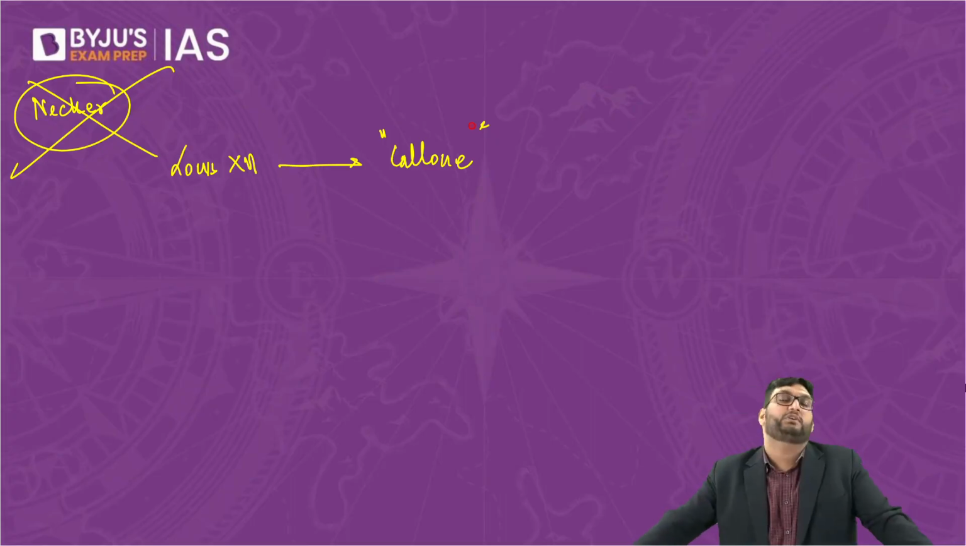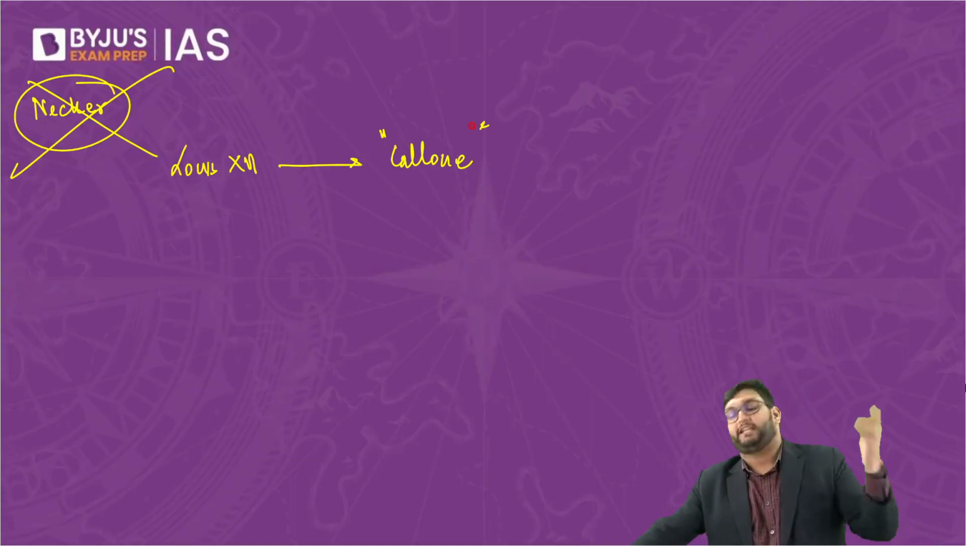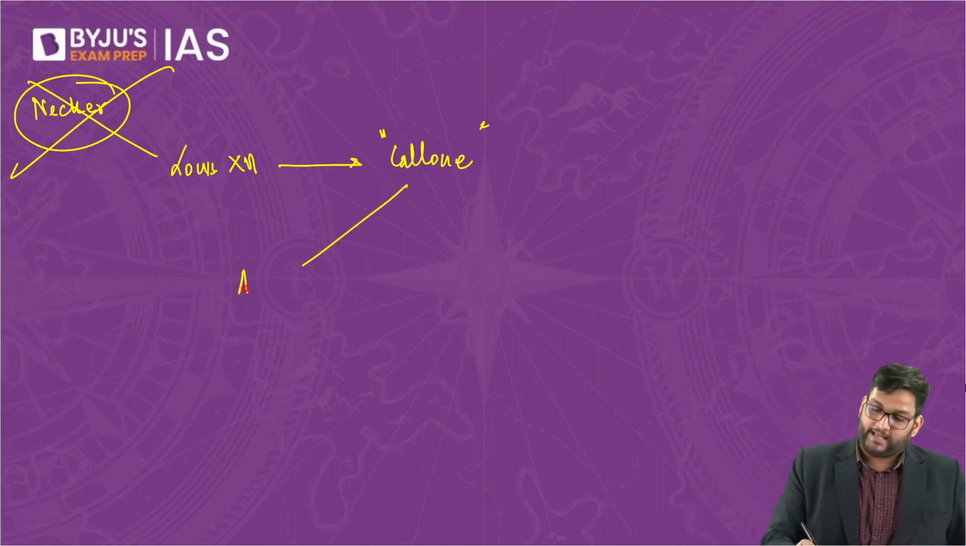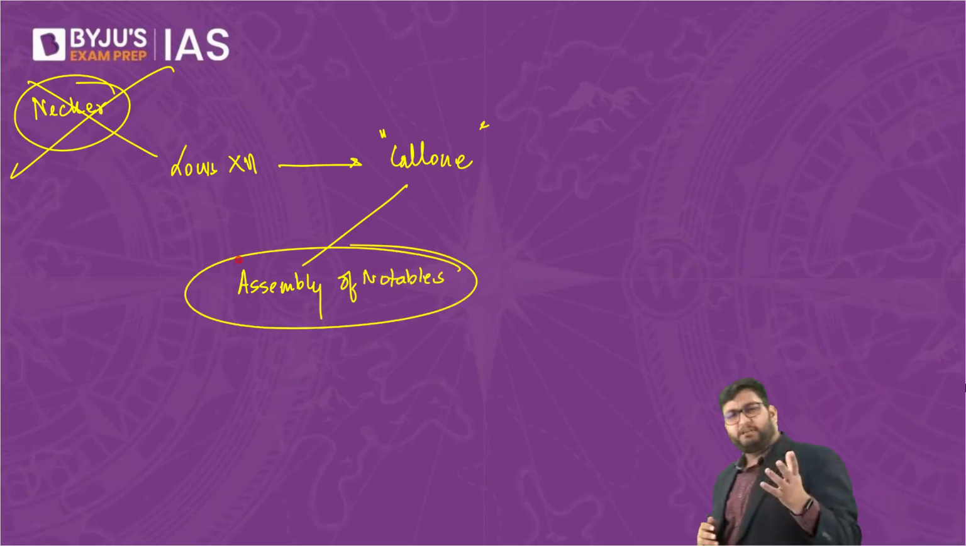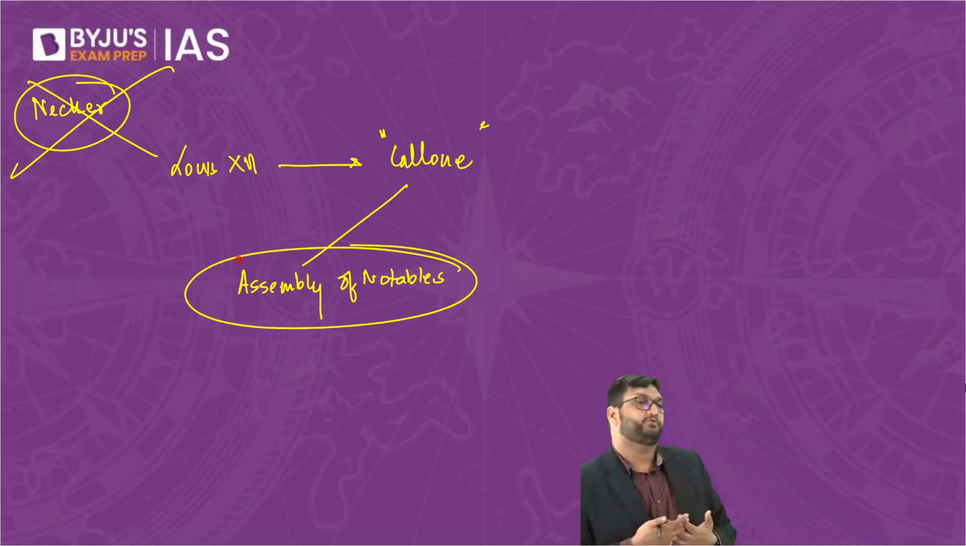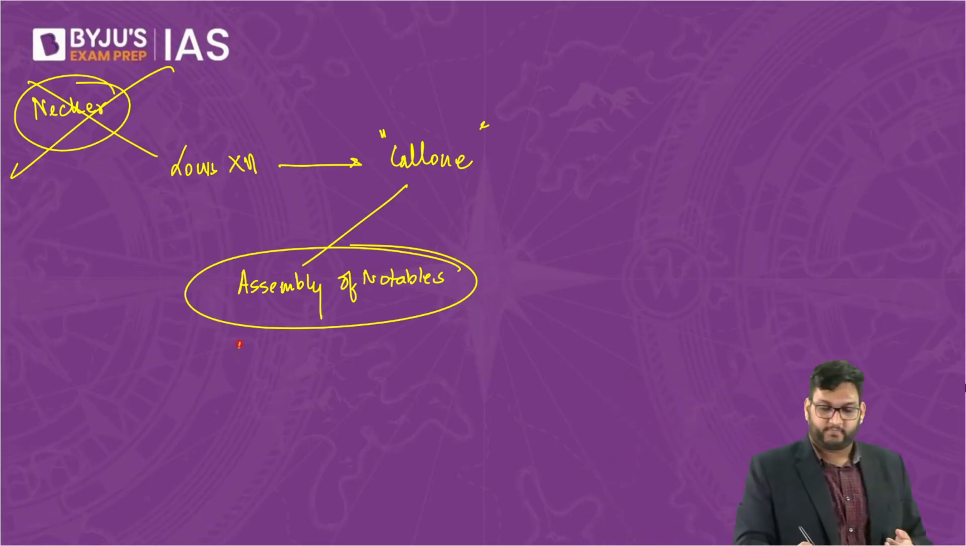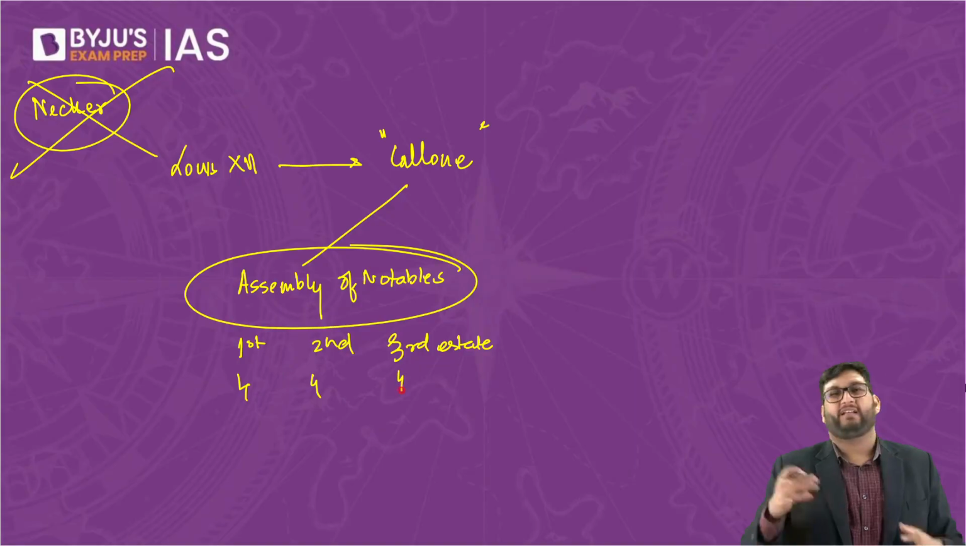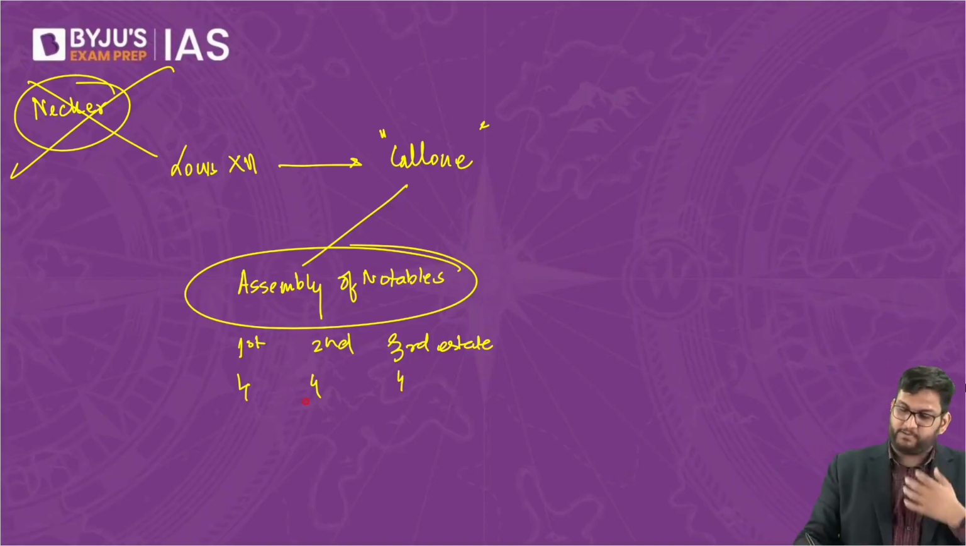Calon needs to find a solution for this crisis. So what he does is that, rather than calling the Estate General, he calls a smaller body of it. It is called the Assembly of Notables. In the Assembly of Notables, as it says, notable people used to come out of the first, second, and third estate. Some notable people used to come.